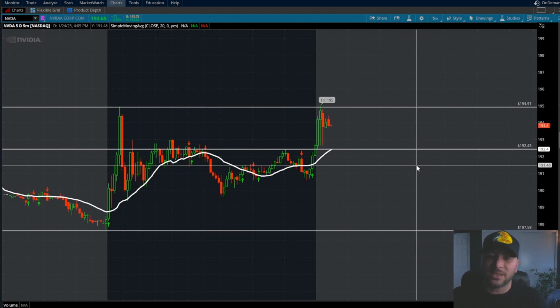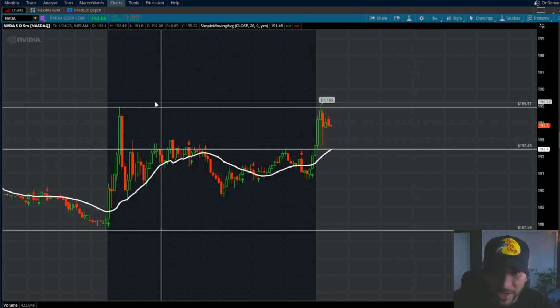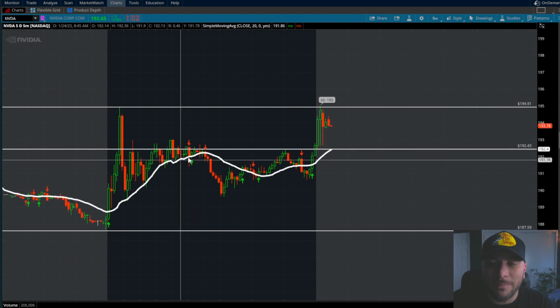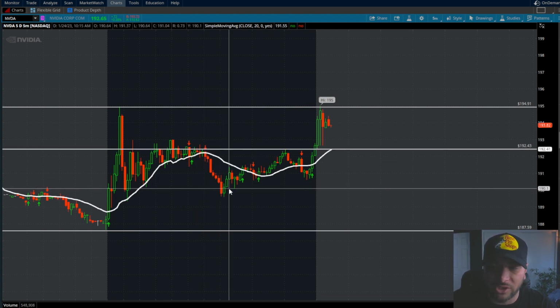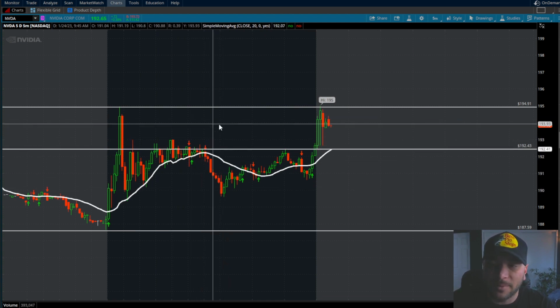An A setup is something that's taken out previous day's highs or taken out previous day's lows, and it's over or under that 20, and we're trending, right? A B setup is something that's in the middle of the range, but you've kind of established the day's range already, and you're going to play the middle of the range down to the bottom of the range, or you're going to play the middle of the range up to the top of the range.